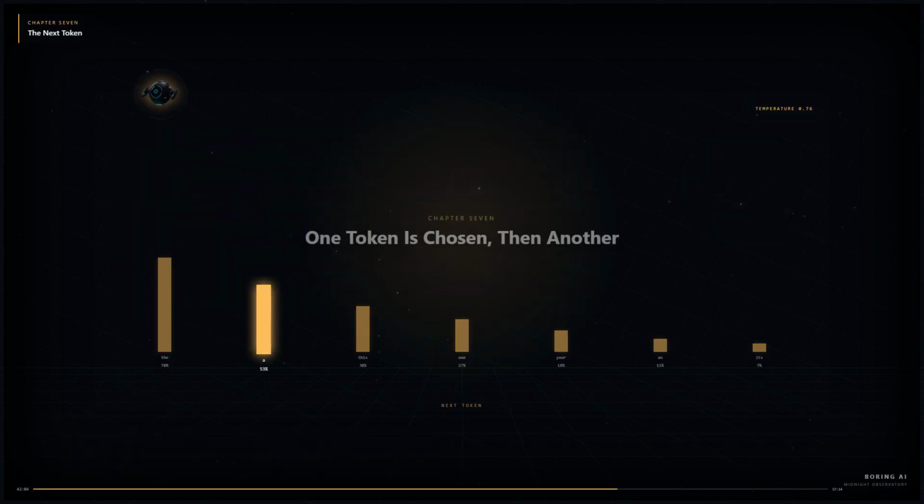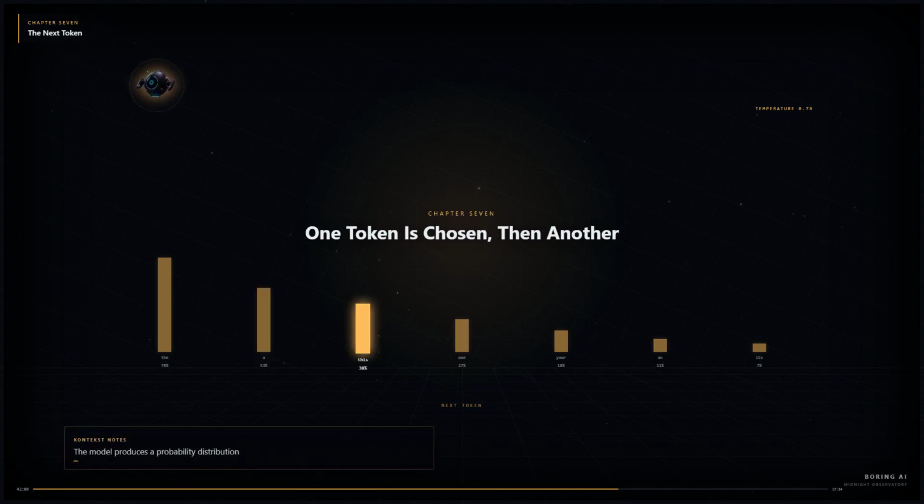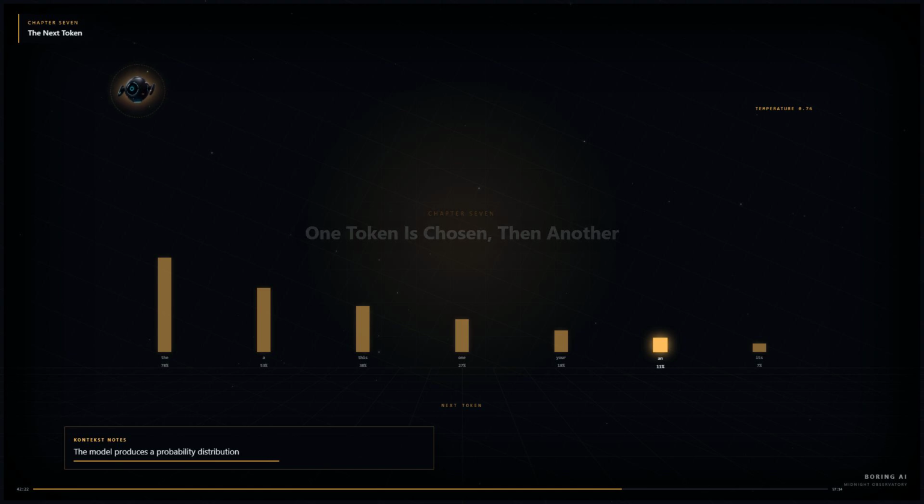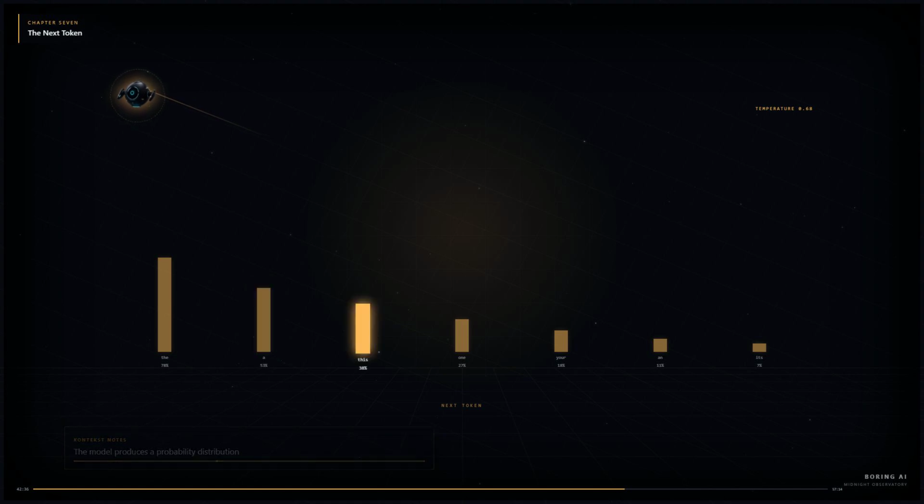Chapter 7. One token is chosen, then another. At the end of a generation step, the model has a score for every token in its vocabulary. The scores can be transformed into probabilities using a function called softmax. Tokens with higher logits receive more probability. Tokens with much lower logits receive less. This probability distribution is conditional. It depends on the prompt and on every output token already generated.